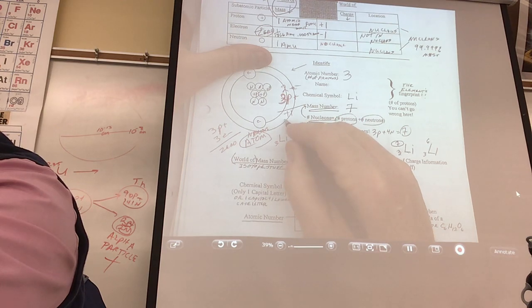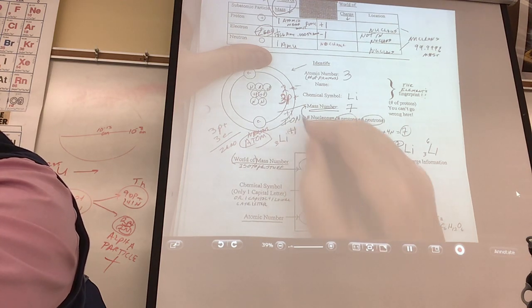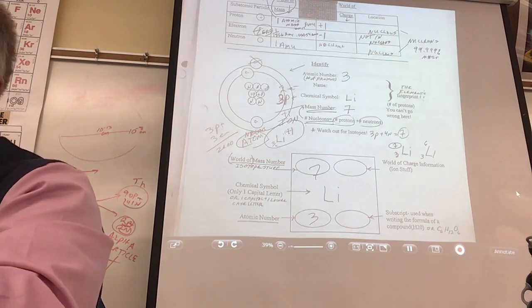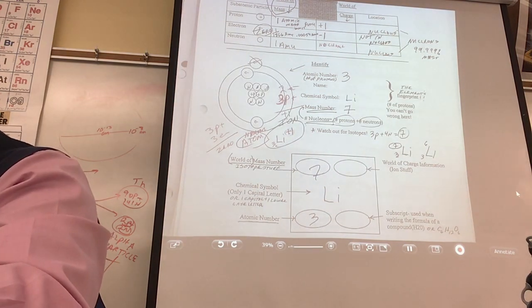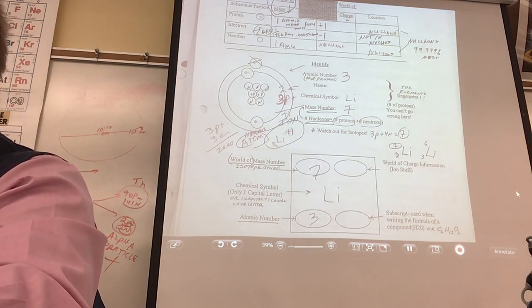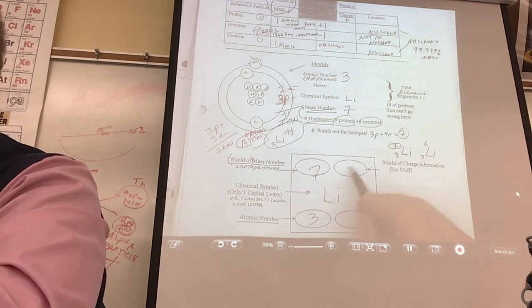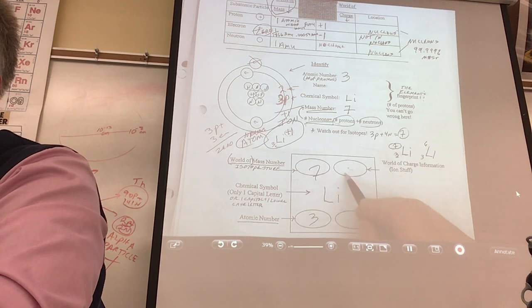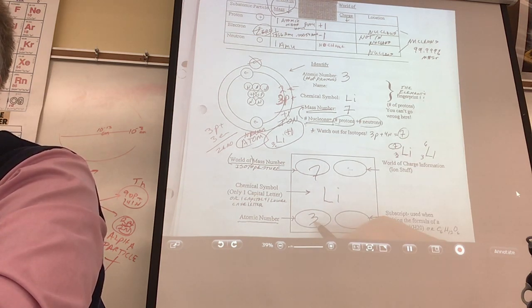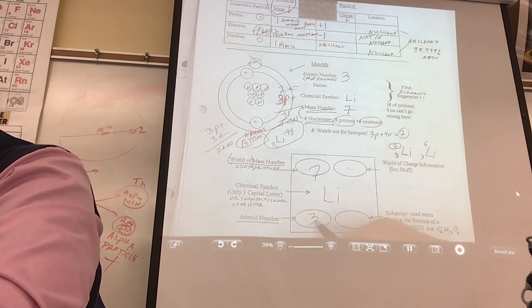Not isotope, but ion. Now, how would I let you know that this is not a neutral atom anymore? This is actually an ion. How do I do that? That goes right here, doesn't it? What if you see nothing written here, but you know you have 3 protons? How can it be no charge and you know you have 3 protons?